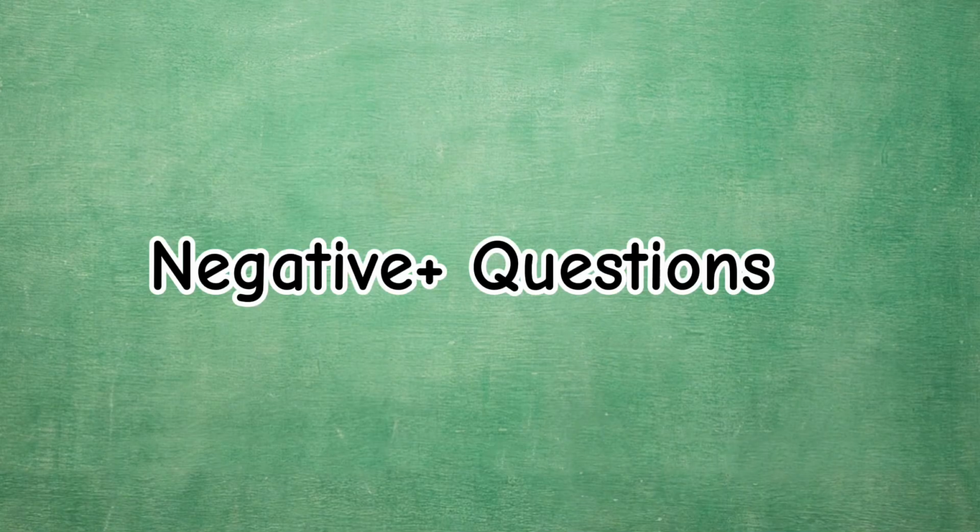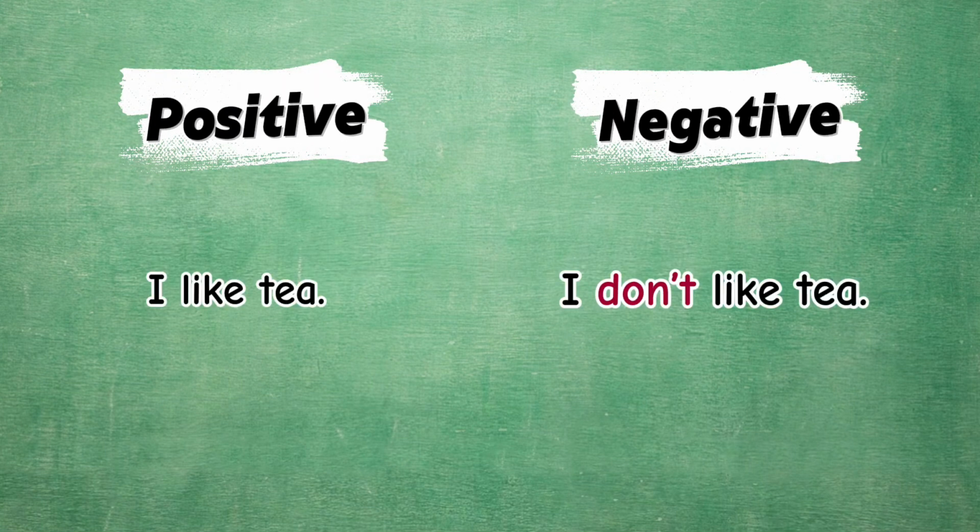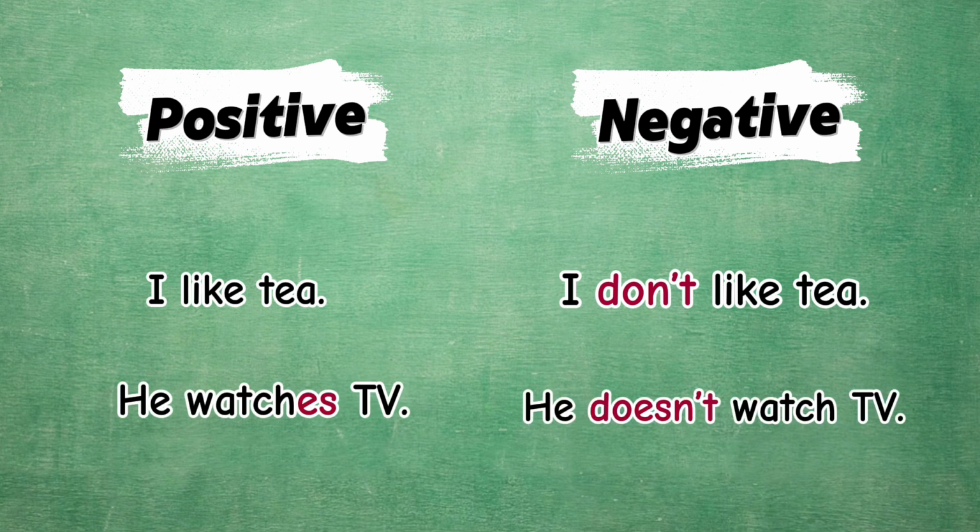Now how do you form negatives and questions? النفي والسؤال. So let's start with negatives. We usually use the auxiliary don't or doesn't. So if the original sentence has no s, we add don't. If it has s, we simply add doesn't.